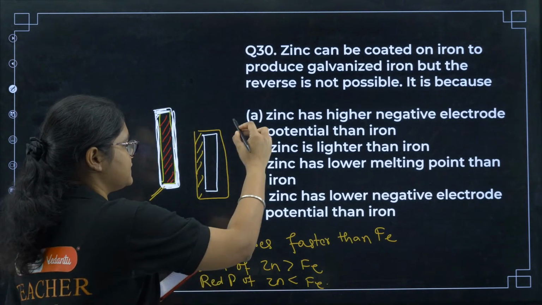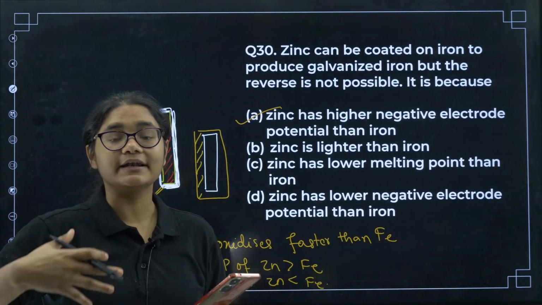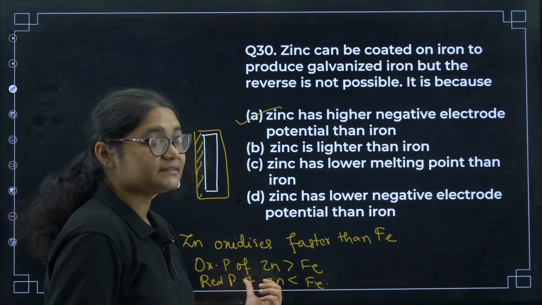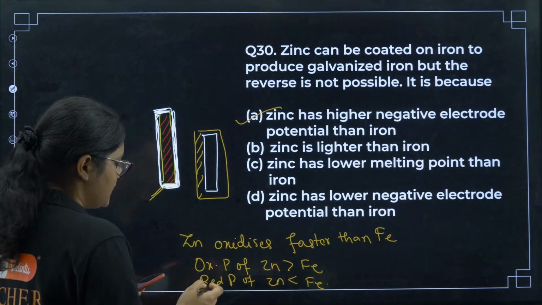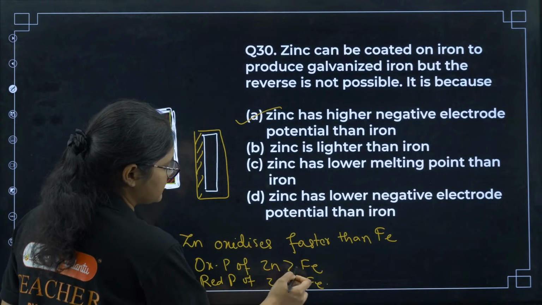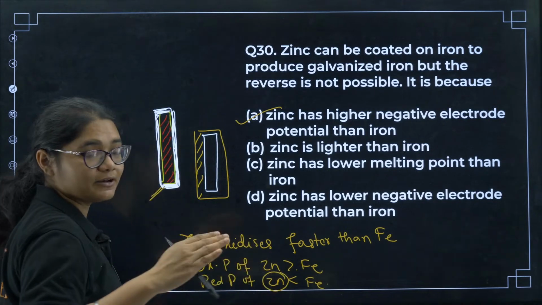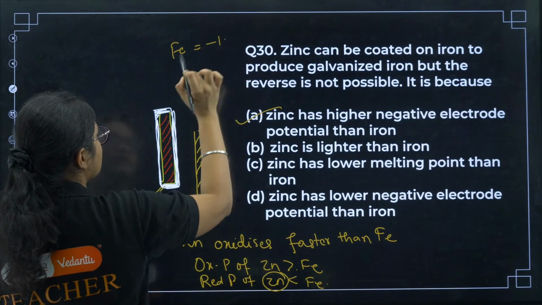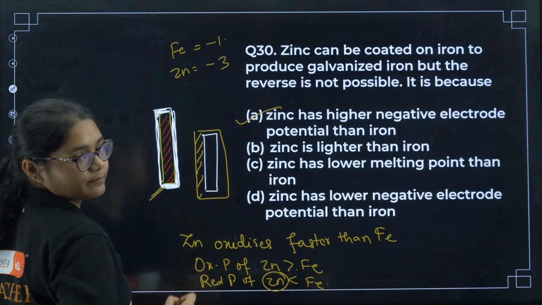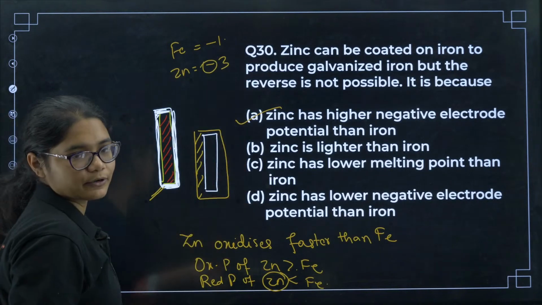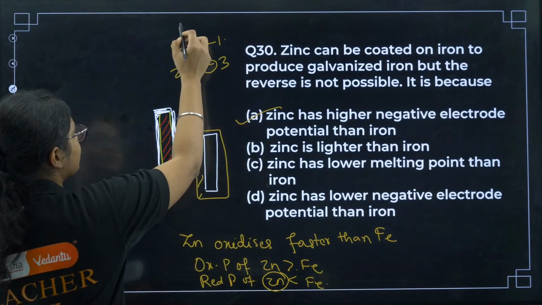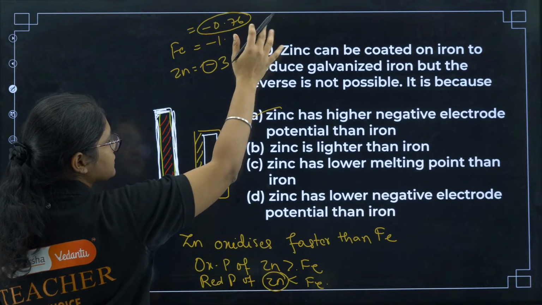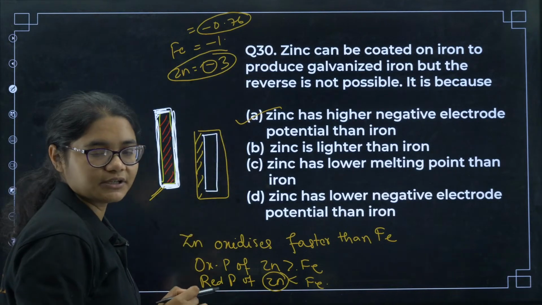Shagufta is correct here, this is A. Zinc has a higher negative reduction potential than iron. Oxidation potential of zinc will be more. Yes, reduction potential of zinc will be less than iron. So for example, if iron is -1, then zinc has to be -3. Higher negative reduction potential. Lower negative reduction potential means it is, suppose, -0.76. This is lower negative reduction potential, this is higher negative reduction potential.